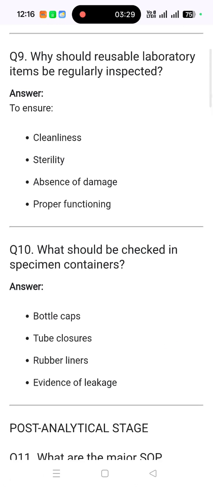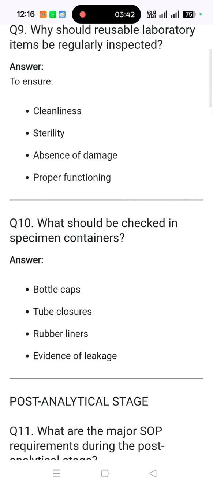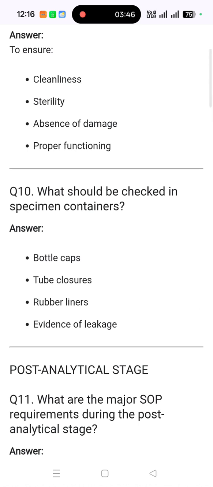Why should reusable laboratory items be regularly inspected? Those items which are reusable should be inspected regularly. Why? To ensure cleanliness, sterility, absence of damage, and proper functioning, because you are using them again and again. So all these things should be noted down.